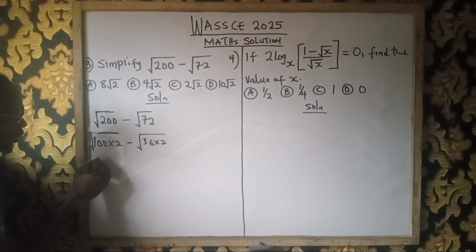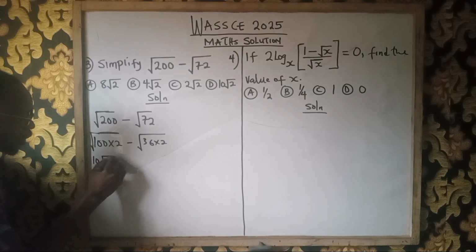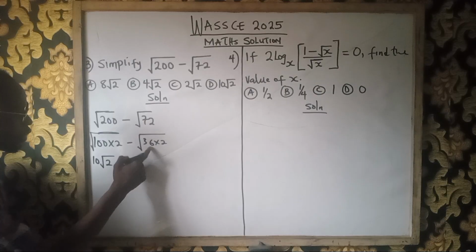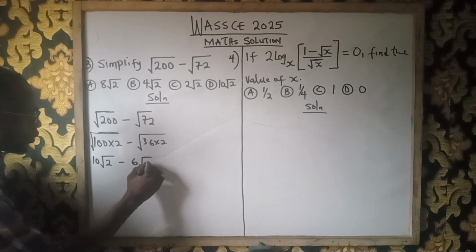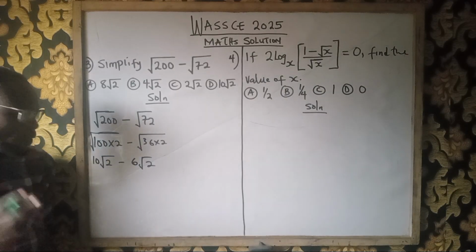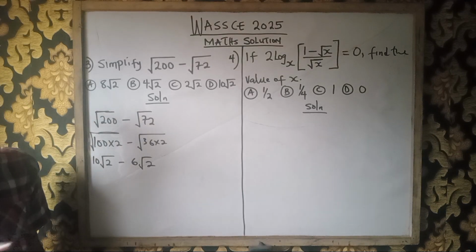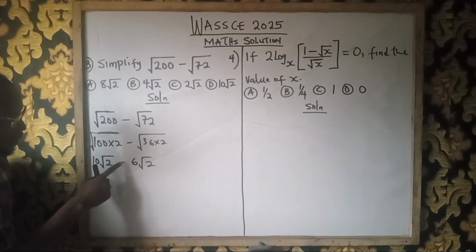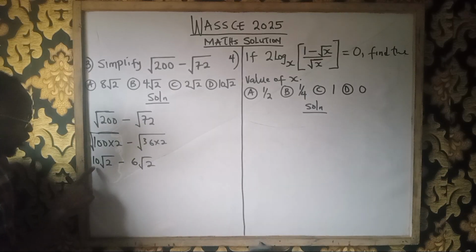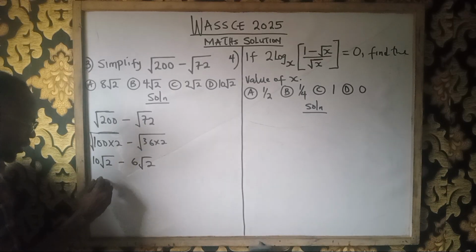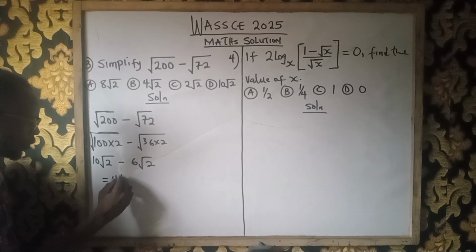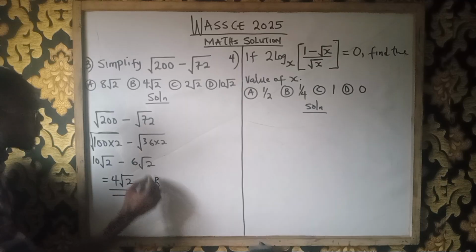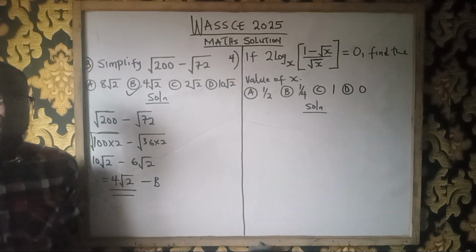So square root of 100 is 10. Bring it out, while you place the 2 back into the root. Then minus square root of 36 is 6 root 2. So according to the law of surds, when you have the same roots of the numbers, you are expected to follow the sign in between them. So the sign here is a minus. So we just simply say 10 minus 6. That will give us 4 root 2. This is the final answer to that problem. So that's option B. I hope that is clear.